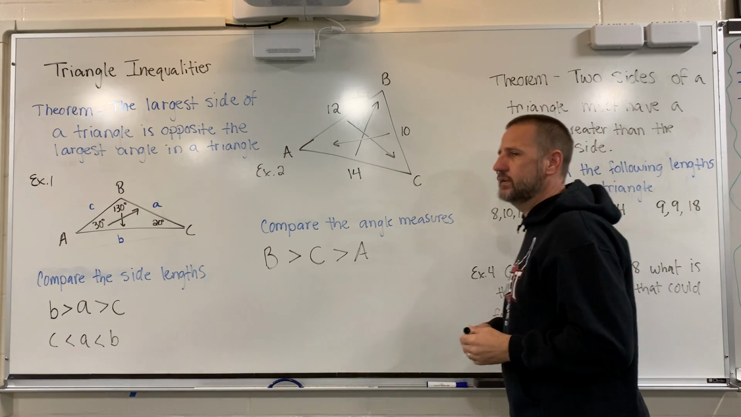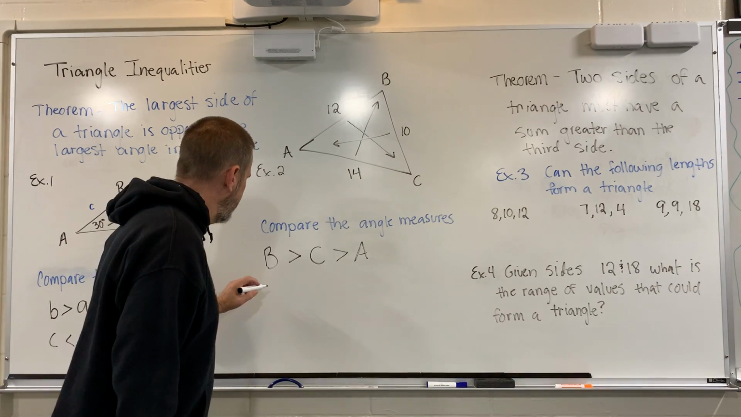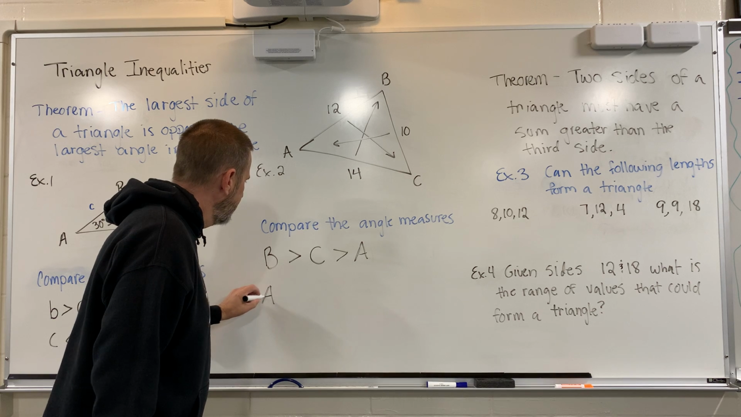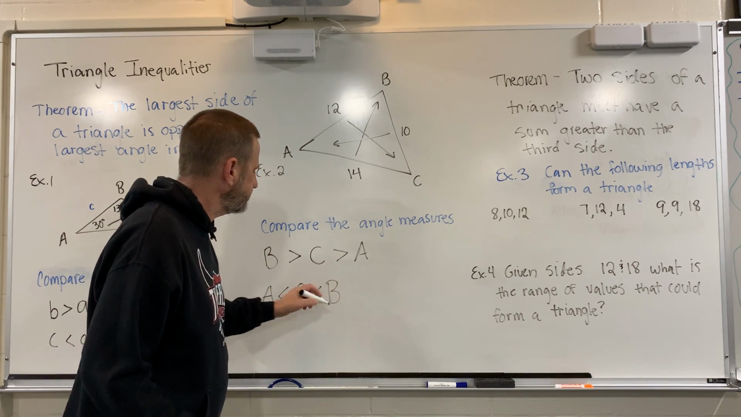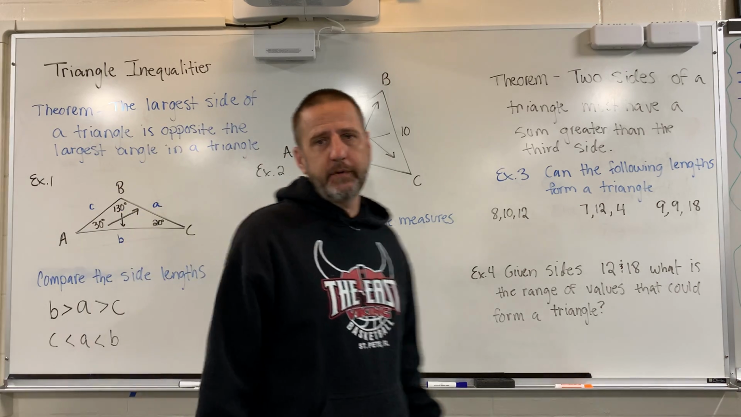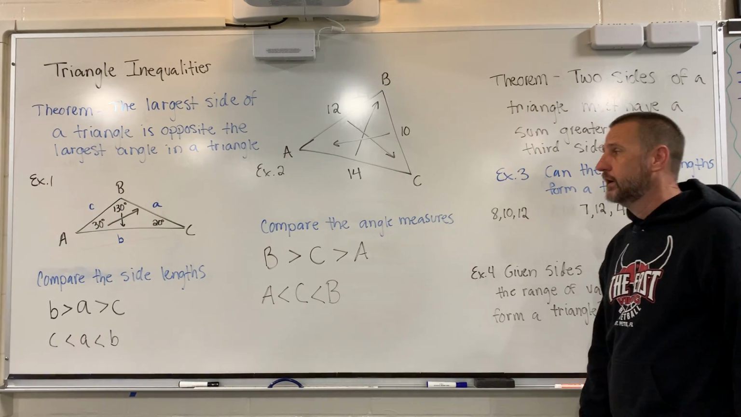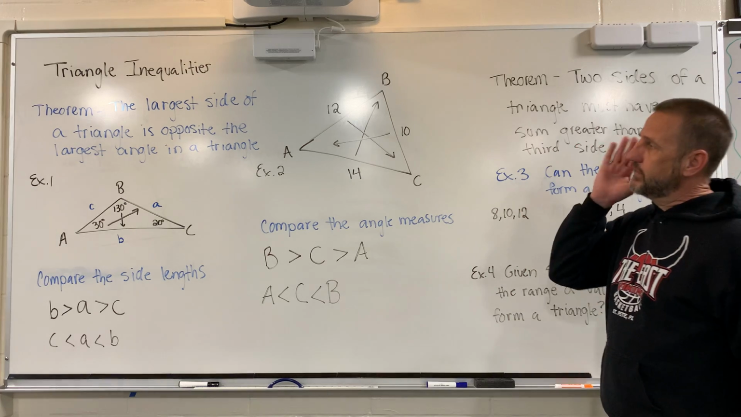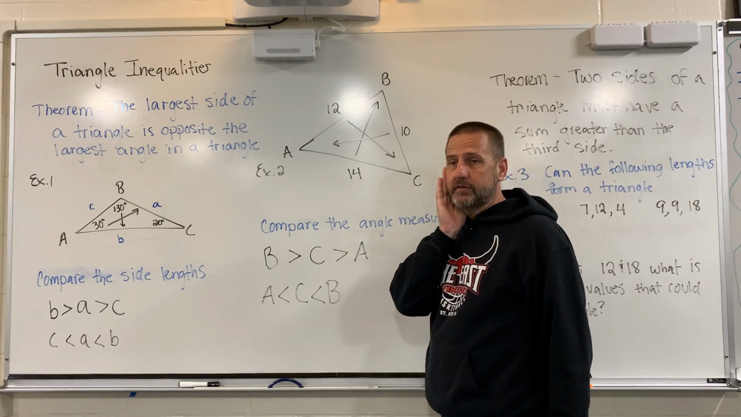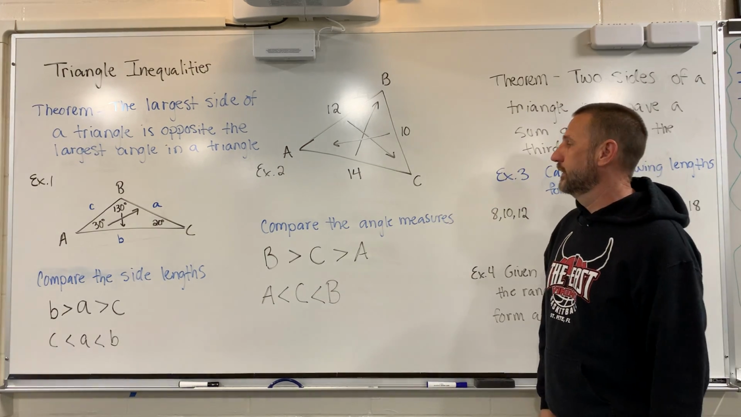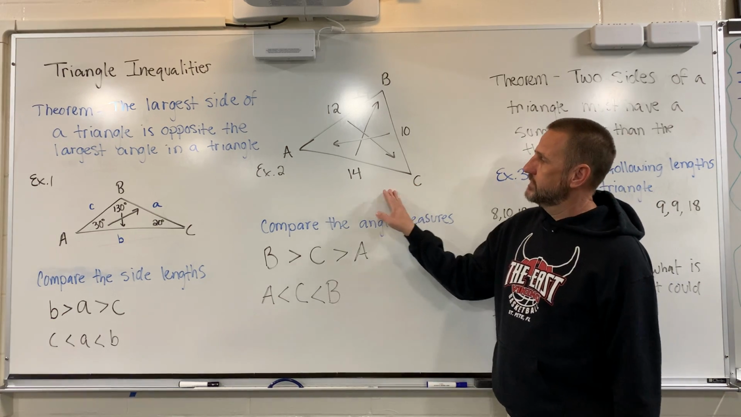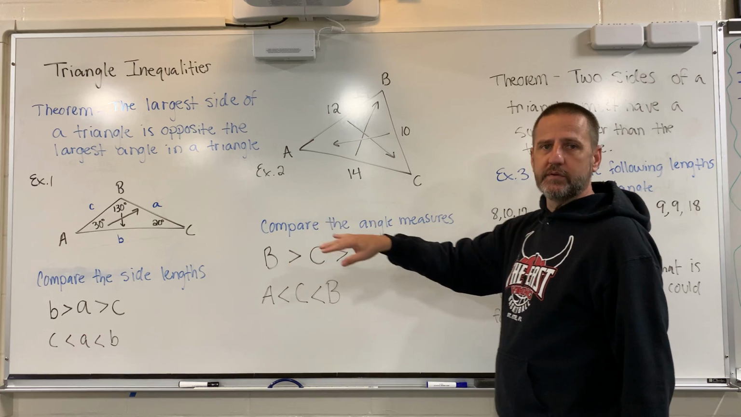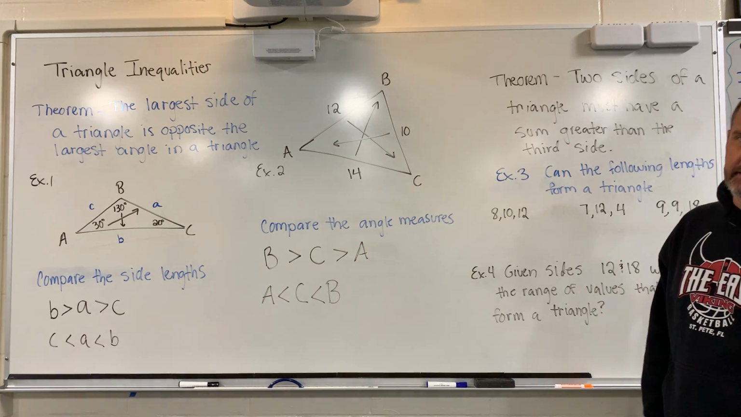And again, I could say this the other way. It all depends on what I'm asked. I could say that angle A is less than angle C is less than angle B. And we call these inequalities because we're not using the equal sign. So again, the rules are basically that the largest side is opposite the largest angle, and the largest angle is opposite the longest side. So either one of those we can use in this situation. If they give us the angles, we know the sides. If they give us the sides, we know the angles.